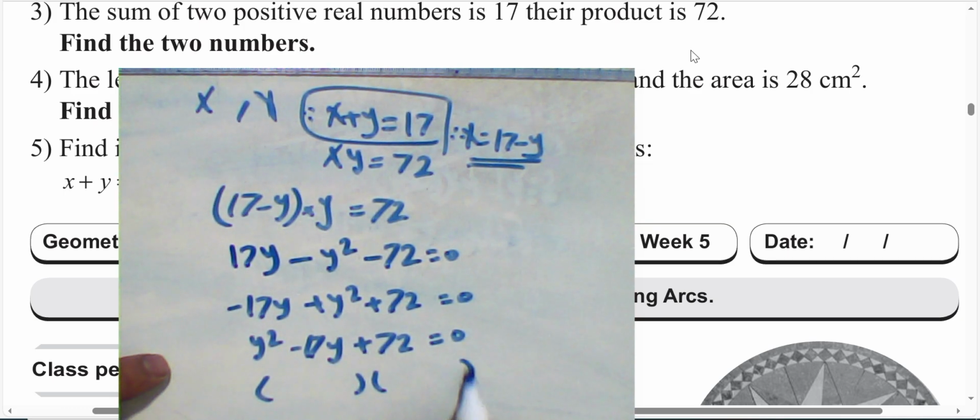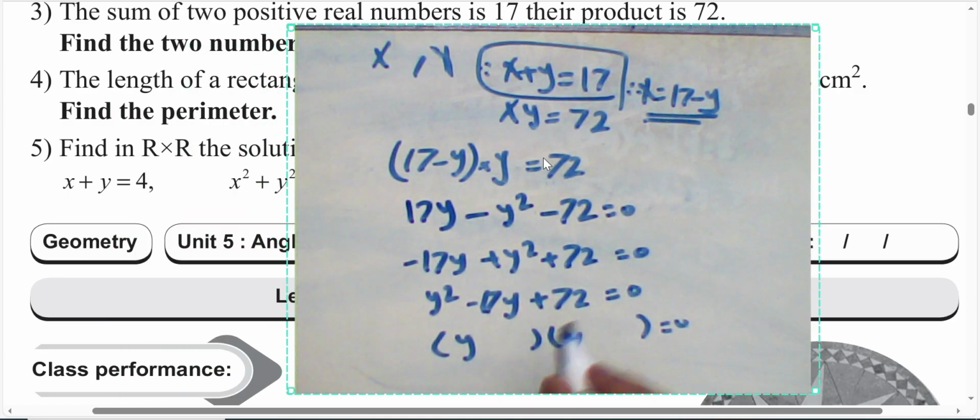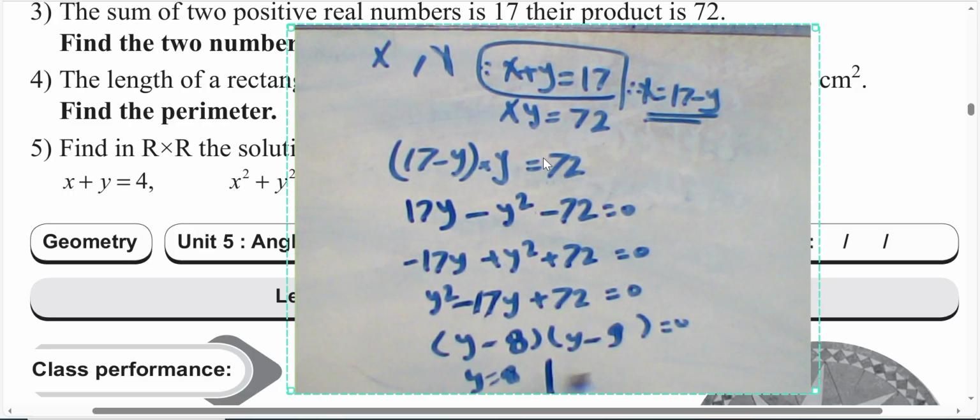Now factorize the expression. y power 2 will be y times y. We want two numbers whose product equals 72 and summation 17. We can write 8 times 9 is 72 and summation 17, write negative and negative. He asked about positive real numbers, then y will be equal 8 or y equal 9.